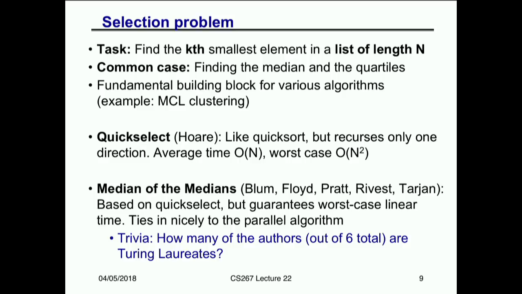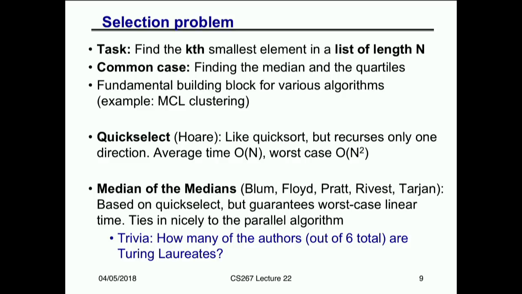How many of the authors, out of 6 total, so it looks a little weird, my question, because the 5 guys in the worst-case linear algorithm, as well as Hoare of the first quickselect algorithm. So how many of these 6 guys that have contributed to this problem are Turing laureates? 5. That's actually a correct answer.